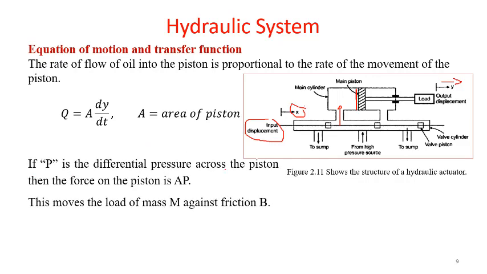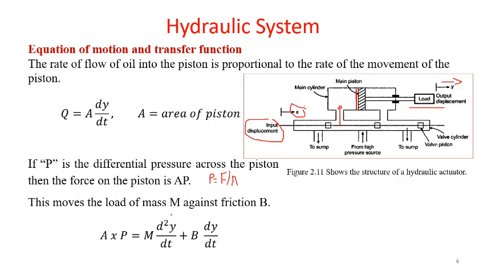Then if P is the differential pressure across the piston, then the force on the piston is A into P. Pressure is equal to force divided by area, from Pascal's law. So the applied force will be equal to pressure into area, so we get AP. This moves the load M against the friction B. So if there is friction, it is going to move against that friction.